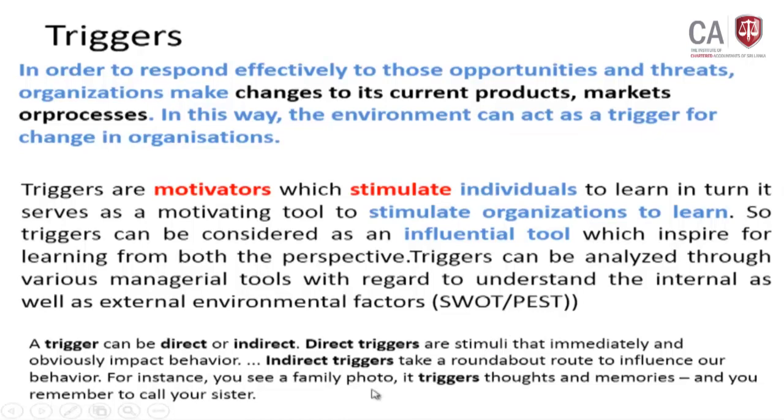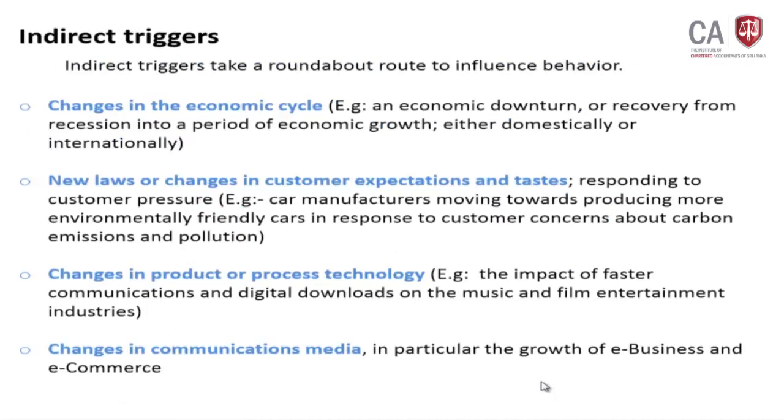As an example, if you see your family photo, it triggers thoughts and memories, and you remember to call your sister. When you see your family photo, you remember your sister or brother, and then you call your sister or brother. So, what is triggered? The photo has triggered you to think about and then call your sister. That is a simple example you can take. Now you have a good understanding of what a trigger is. What are indirect triggers?